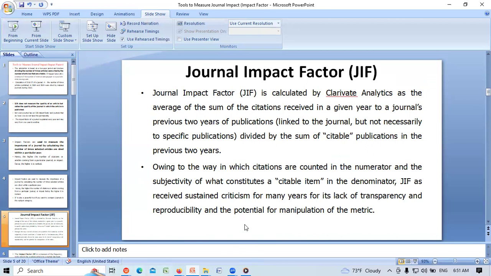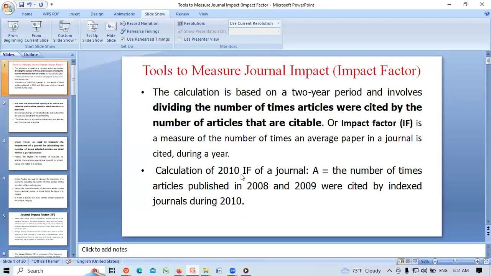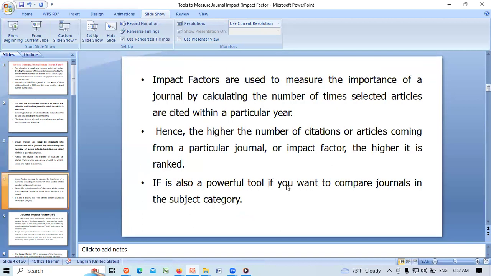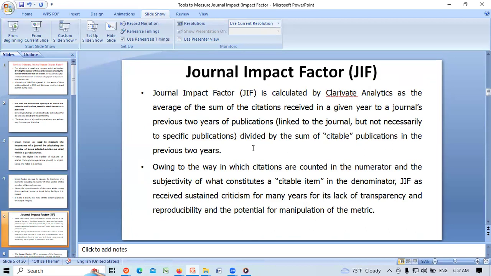Journal impact factor is calculated by Clarivate Analytics as the average of the sum of the citations received in a given year by a journal, for publications in the previous 2 years, for example 2010 uses 2008 to 2009, divided by the sum of citable publications in the previous 2 years. Owing to the way in which citations are counted in the numerator and the subjectivity of what counts as citable items in the denominator, journal impact factor has received sustained criticism for many years for its lack of transparency and reproducibility, and potential manipulation of metrics.